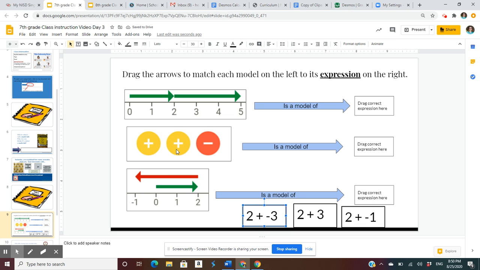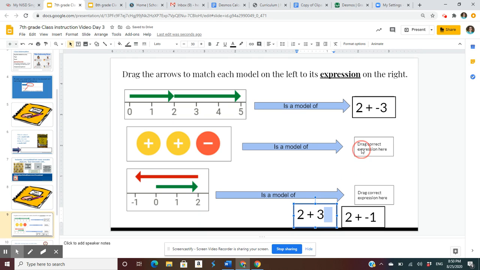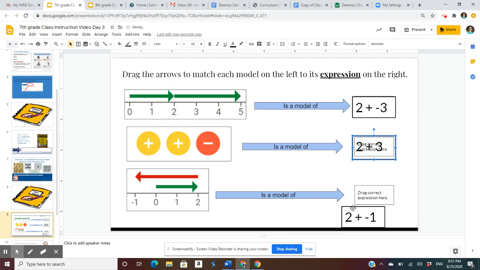Notice how this one has 2 positive units and 1 negative unit. Make sure that you are paying close attention to what it's showing you because it will tell you the correct expression to match it up with. Once you have put your 3 expressions on, I didn't grab correctly. Got to be careful. Make sure you have that crisscross and move them up. Then you are done. But make sure that they are in the correct spot.